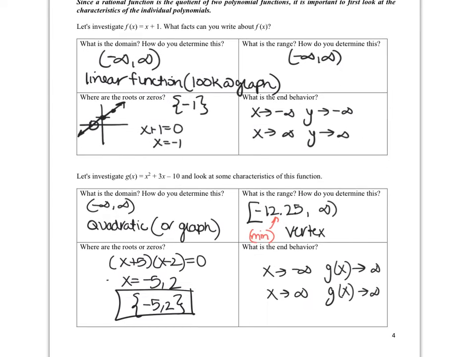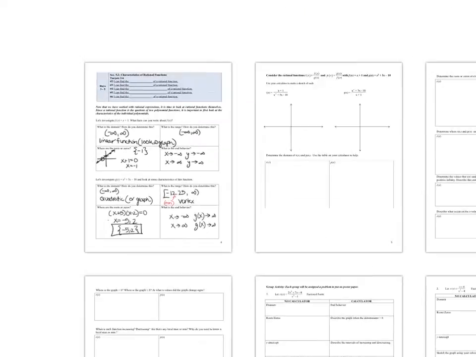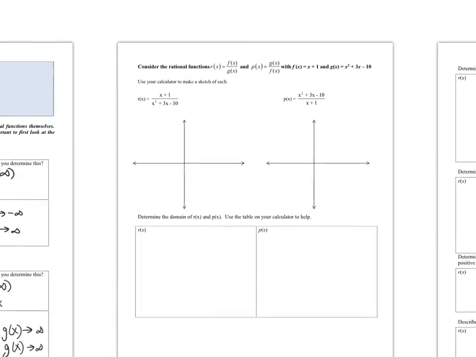So what we're going to do now is we're going to take these two functions, f of x and g of x, and we're going to divide them. So this is what's going to turn these into rational functions. Remember, we talked about on day 1, rational functions are a polynomial divided by a polynomial, okay? So let's go ahead and look at page 5, which is right here.